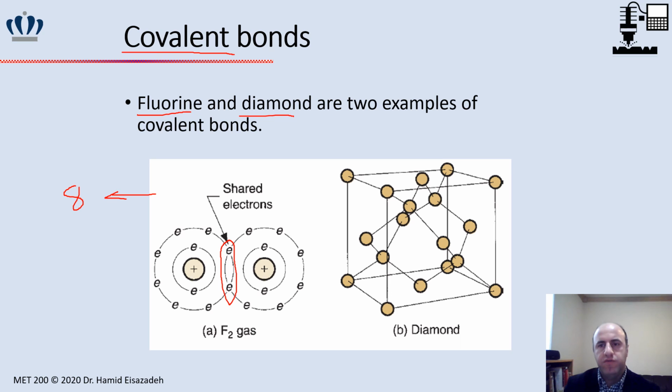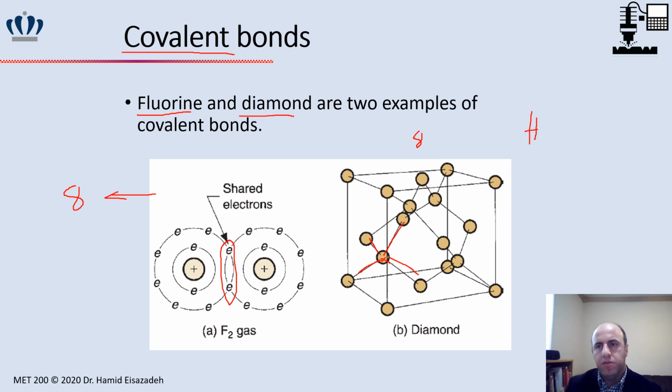But in the case of a diamond, the atom, for example this one, is going to be sharing electrons with the four neighbors. This is one, this is another, the third one, and this is the fourth one. So after that, they will reach a stable configuration, eight electrons. So any solid that has covalent bonding has a very high hardness.